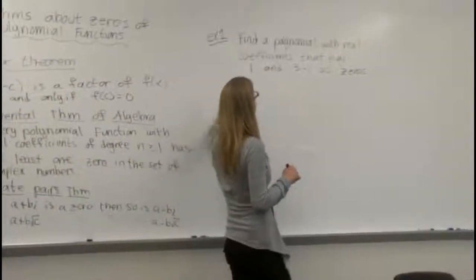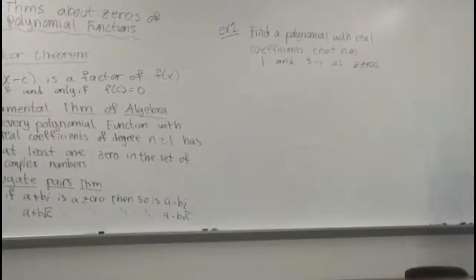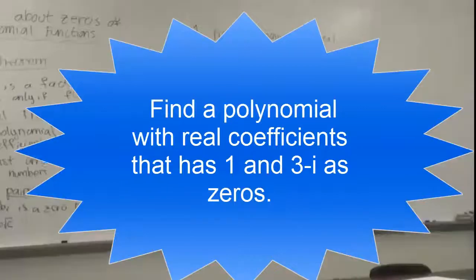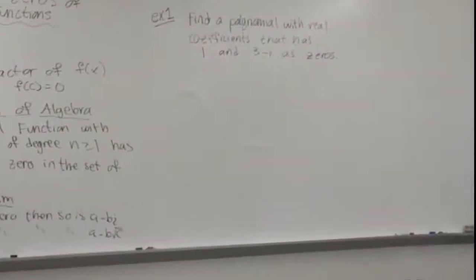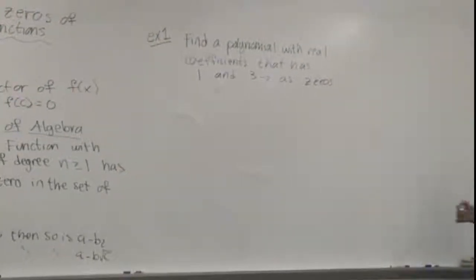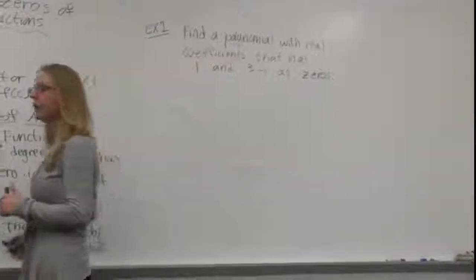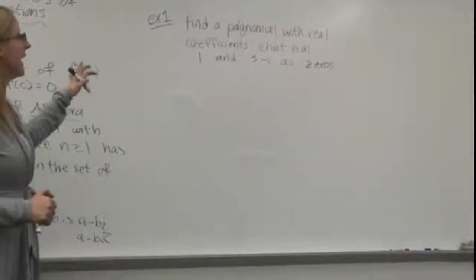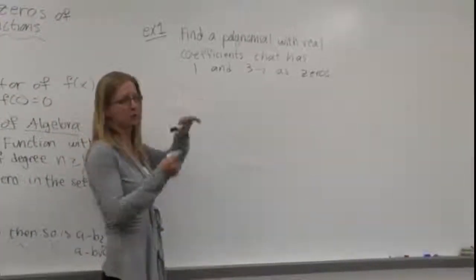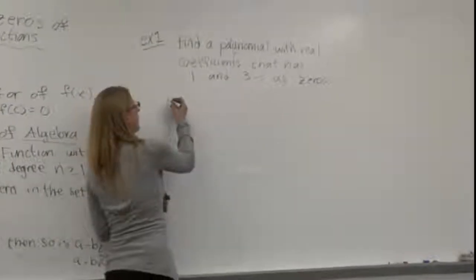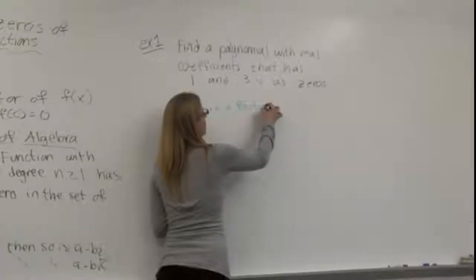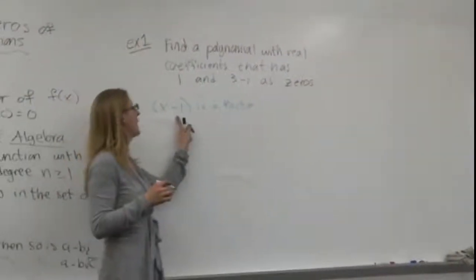So what we're going to talk about right here is going backwards before we do more factoring. Before, I give you the function and I ask you to find a zero. So we're just going backwards now. So if I tell you I want to find the polynomial function, it has to have real coefficients, that has 1 and 3 minus i as zeros. So if 1 is a zero, here's what's important. If 1 is a zero, then x minus 1 is a factor. Let's say that again. If 1 is a zero, then x minus 1 is a factor.